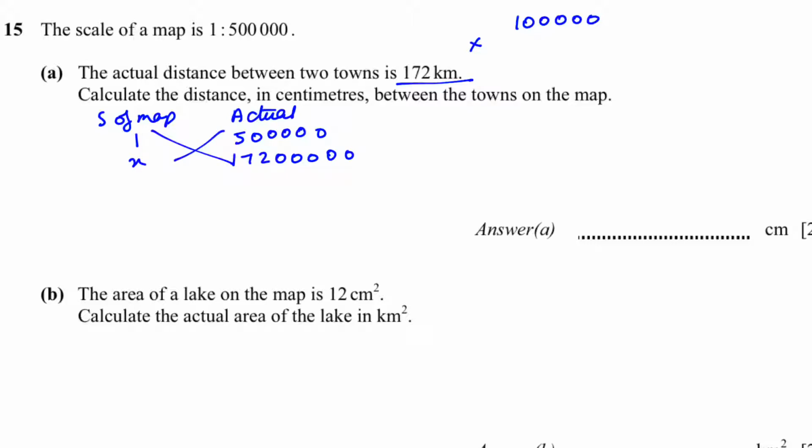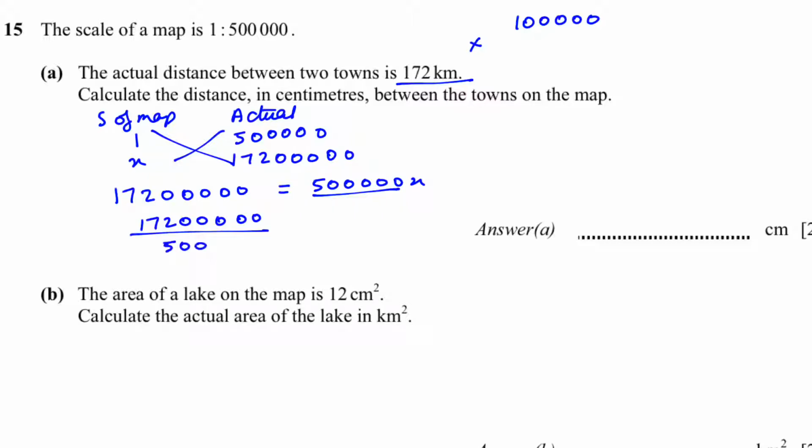Cross multiply. 172 times 100,000 is equal to 500,000 x. This is a multiplier, so we'll bring it to the other side. It will be a divide. Therefore, x is equal to 34.4 centimeters.